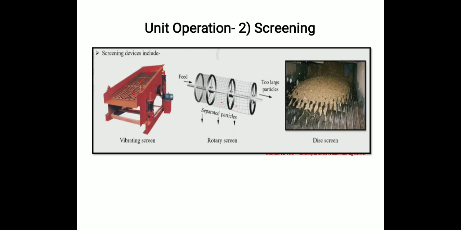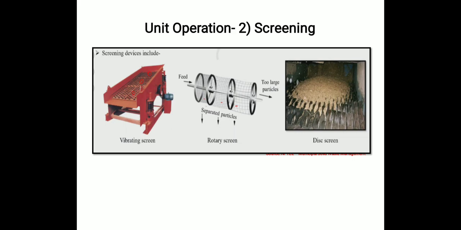This picture shows the different types of screening devices. First is the vibratory screen, where feed is provided from the inlet and the equipment gets vibrated, so that undersized particles get collected at the bottom while oversized is collected from the top surface. Second is the rotary screen, where feed is provided from the inlet and this equipment is rotated in a circular manner, and the smaller, finer, undersized particles get collected from the bottom, while at the outlet we will get the larger size particles.